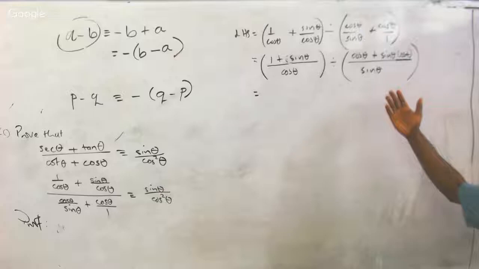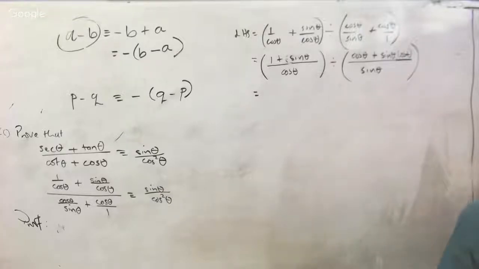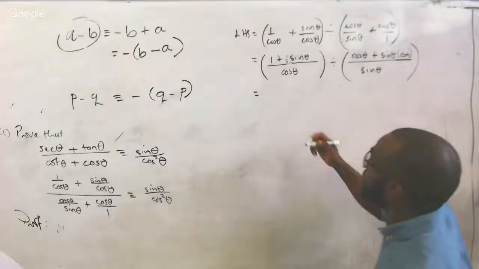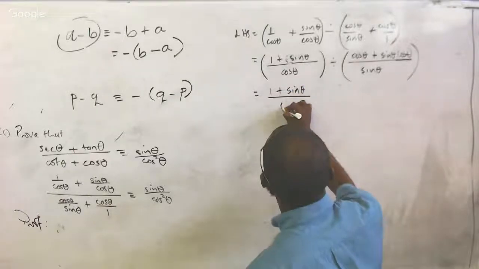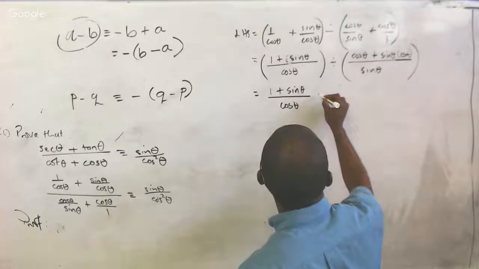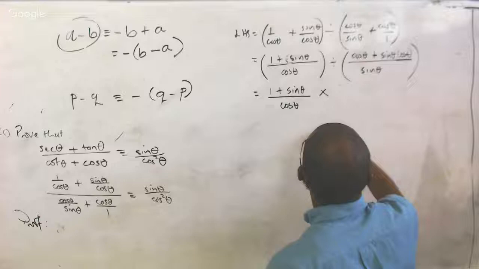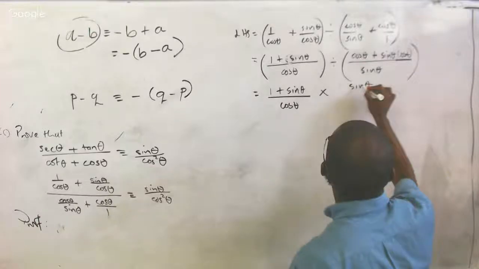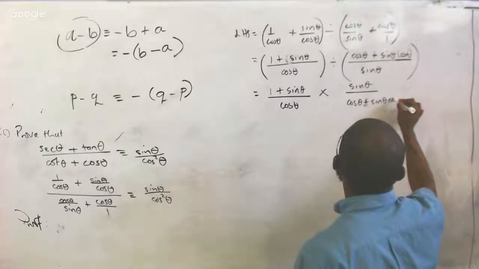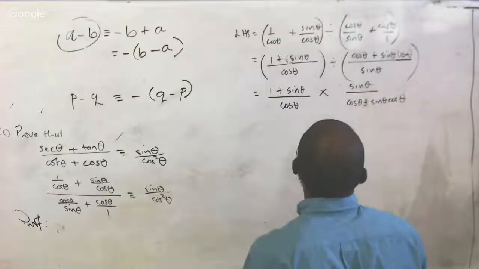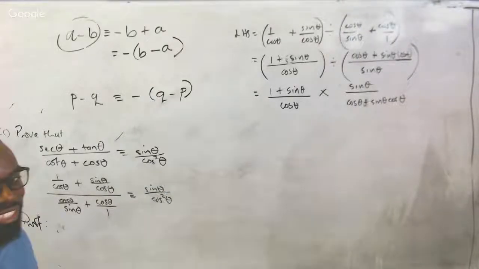And how do I divide two fractions? I reciprocate the second piece and change the division to multiplication. So, don't let the question intimidate you. It will always look ugly. Right? Change that to multiplication. Sine theta upon cosine theta plus sine theta cosine theta. Unfortunately, nothing looks like it is canceling so far.